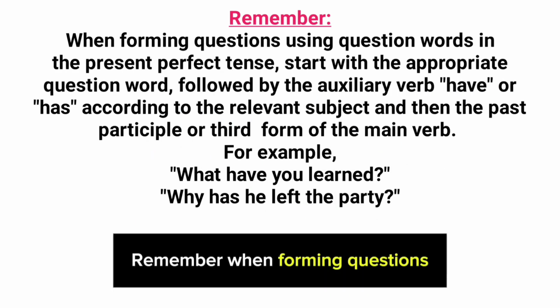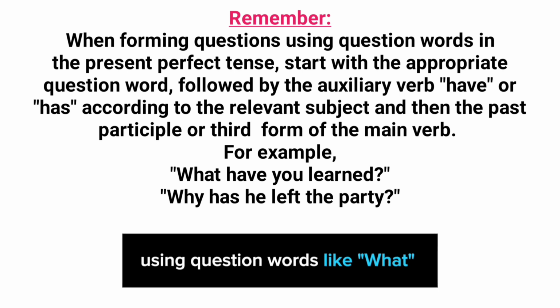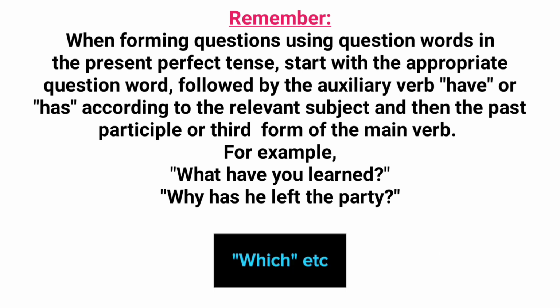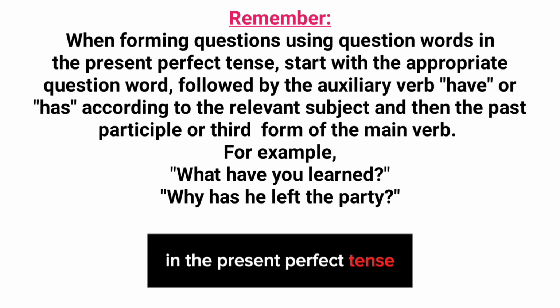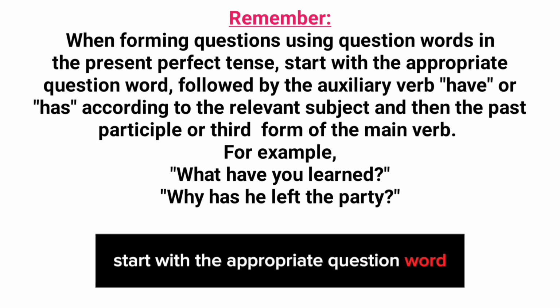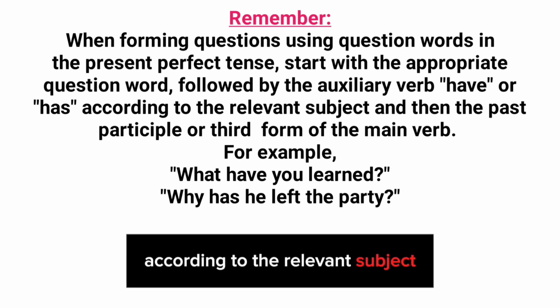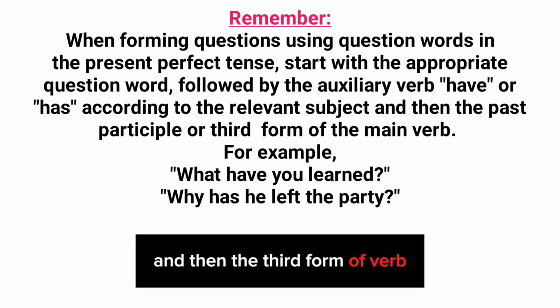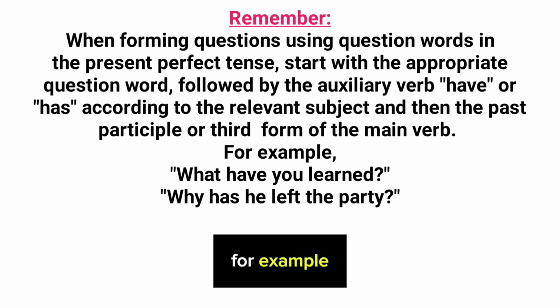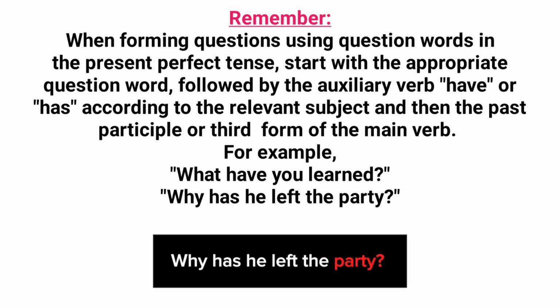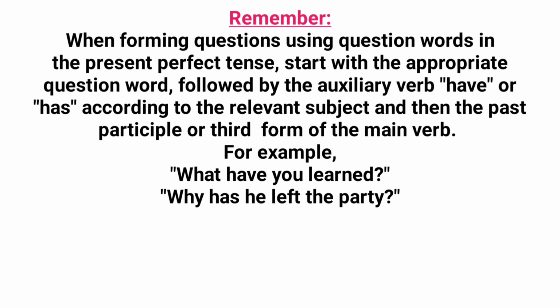Remember, when forming questions using question words like what, when, why, who, which, etc., in the present perfect tense, start with the appropriate question word, followed by the auxiliary verb, has or have, according to the relevant subject, and then the third form of the verb. For example, what have you learned? Why has he left the party?